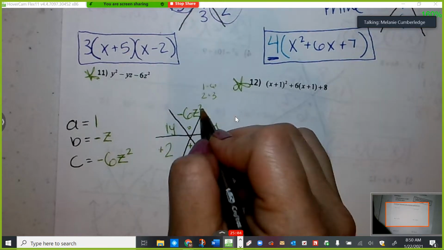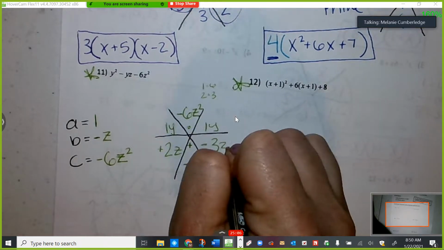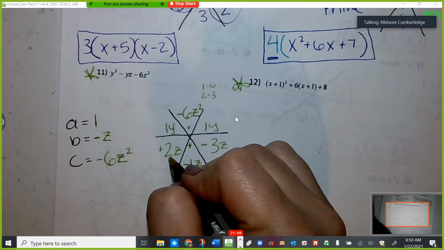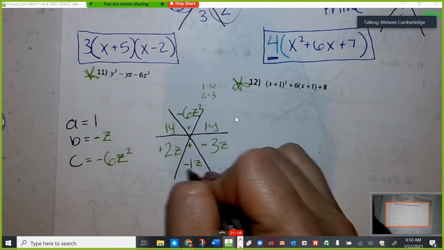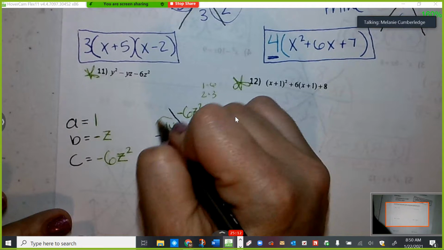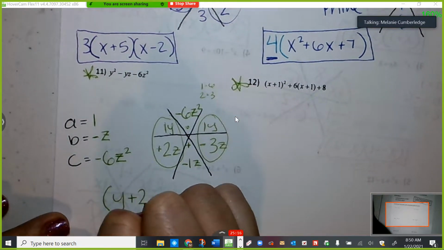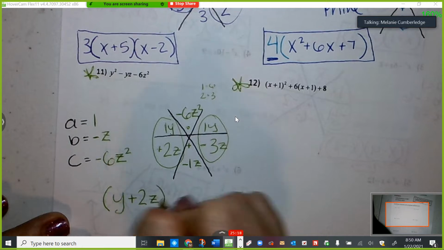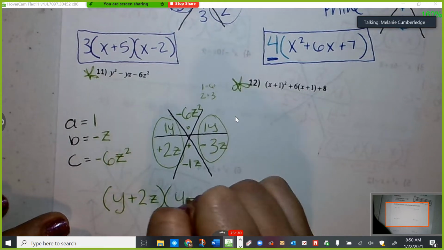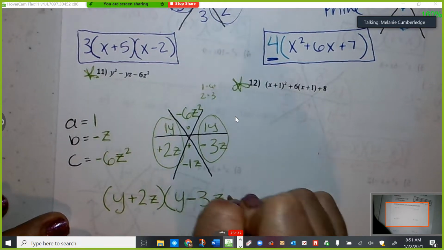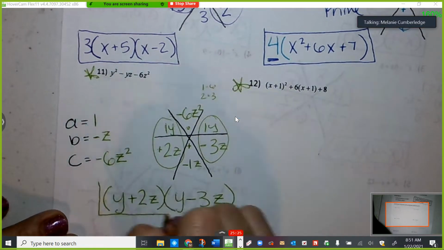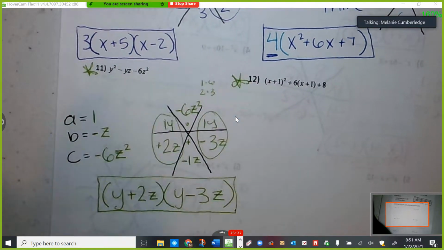Now, z squared is z times z. Negative 3z plus 2z is negative 1z. So here are my factors. Any questions with that one?